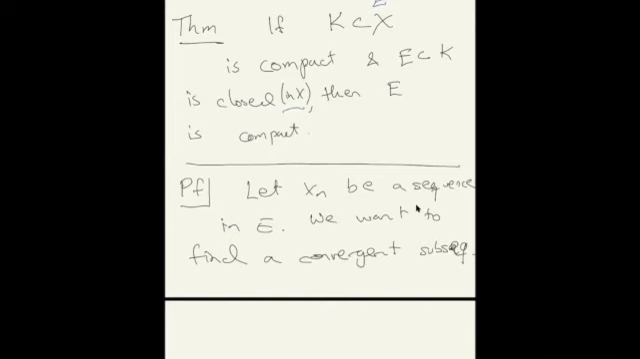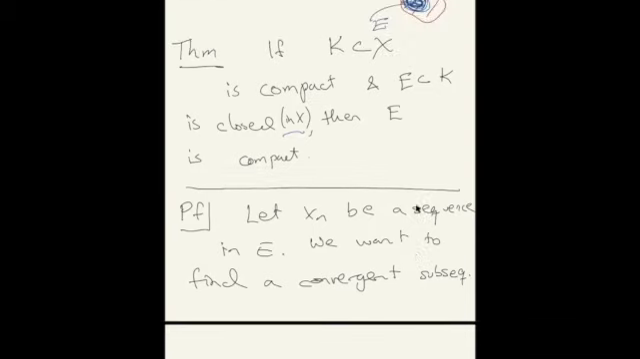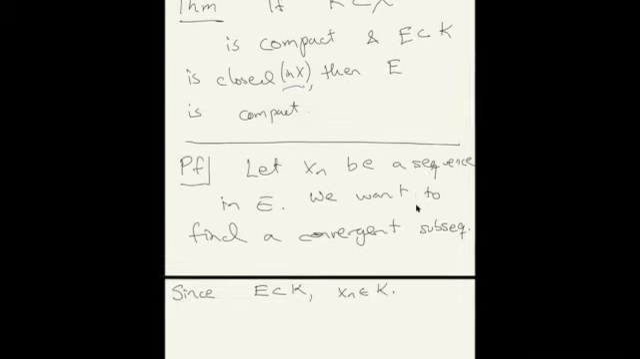To find that convergent subsequence, well, we have to use our assumptions somehow, and this has to converge also within E. Okay, well, where could we get convergence? We know that the subset is compact, K subset of X is compact, and E is a subset of K. So since E is a subset of K, x_n is also in K. It's a sequence in K.